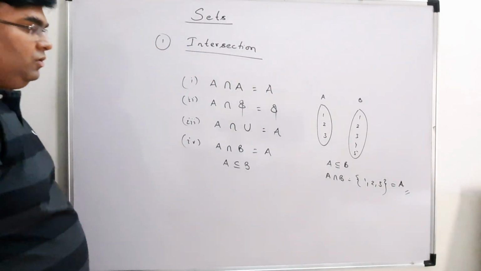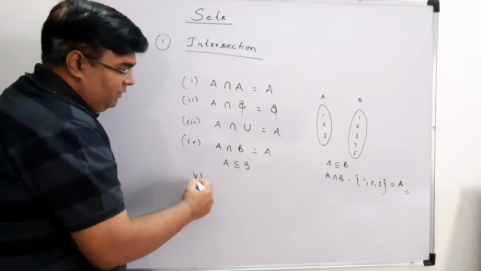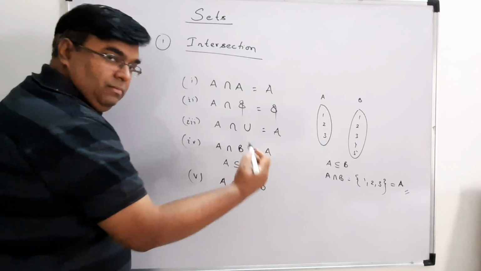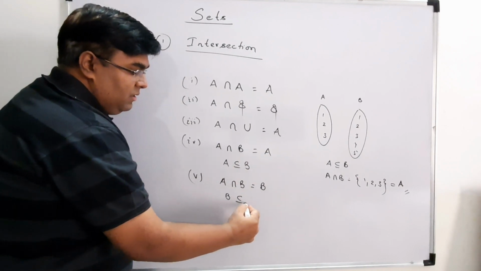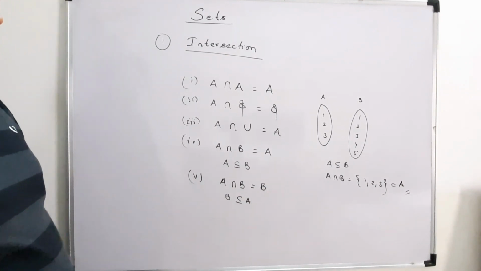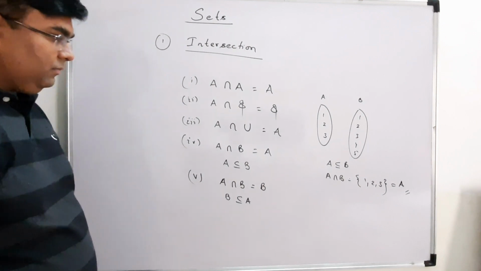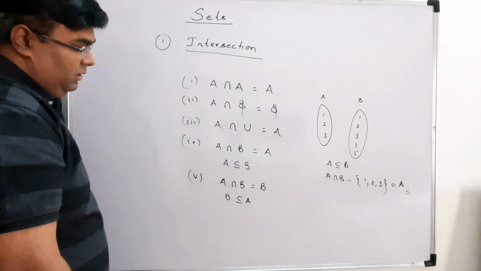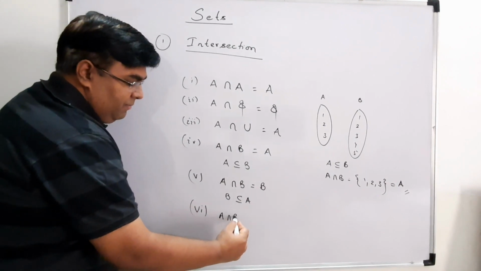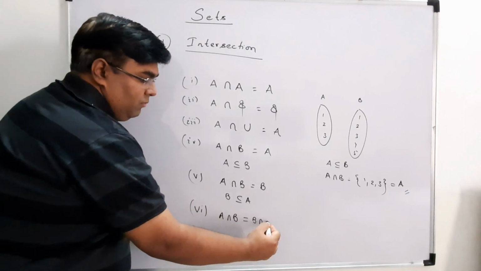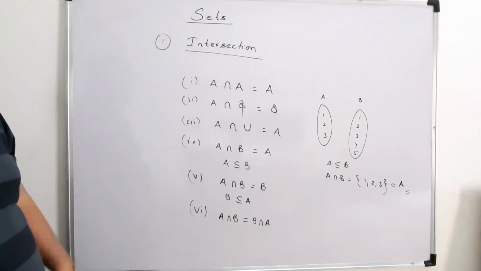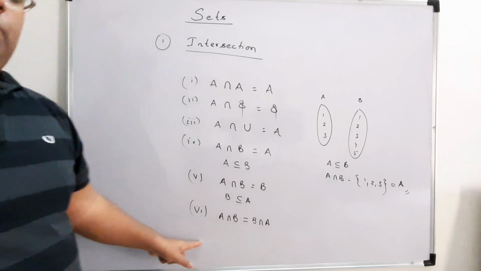Correct? So similarly we can write our next property, which is if A intersection B is equal to B, it means B is a subset of A. Right? One more we can write that A intersection B is equal to B intersection A. You write it in any order, it will be same. So this property is known as commutative property, right?